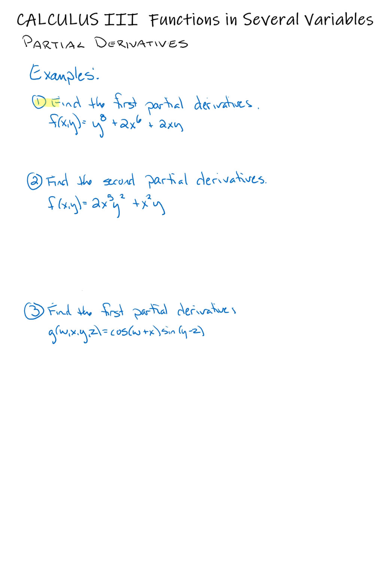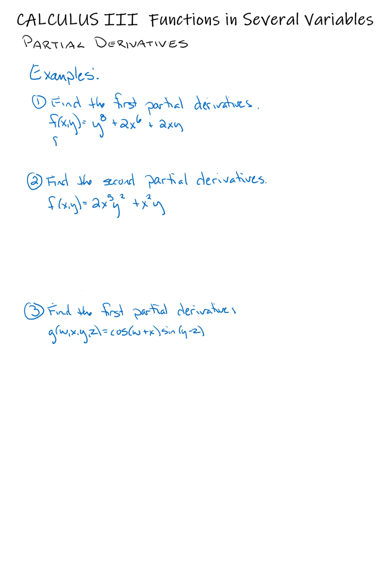Let's take a look at example 1 here. We want to find the first partial derivatives for f of x, y is equal to y to the 8th plus 2x to the 6th plus 2xy. All right, so first partial derivatives, yes, that's plural because we have a couple of them.